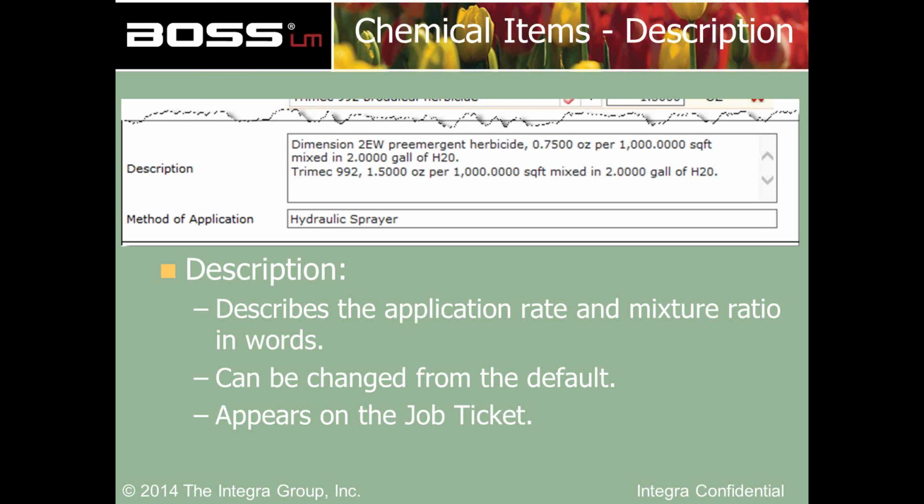It can be changed from the default, and it does appear on the job ticket. So when the ticket's generated and the guys take it out, get ready to do the work, we're going to see that description on the ticket so they know what those ratios are and what they need to do to create the mixture if it's not already made.